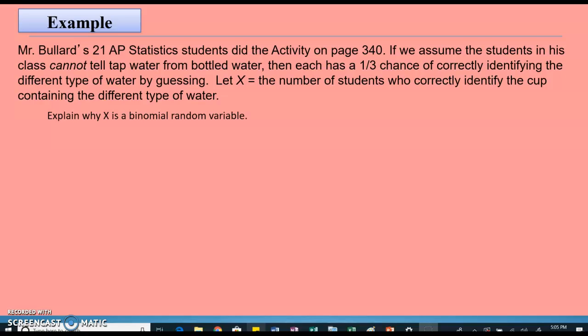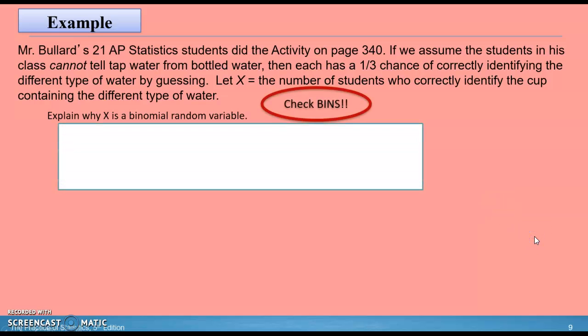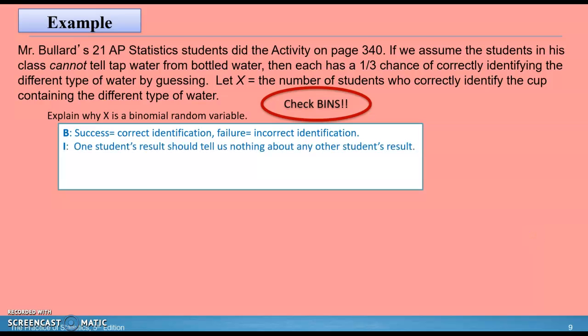The first task you have is to explain why X is binomial. This is when you check BINS. So you want to go through the process and determine if it's binary. Is there a success? Yes, our success is the correct identification of the water, which means the failure is incorrectly doing that. I, your independence: one student's result is not going to tell us anything about another student.